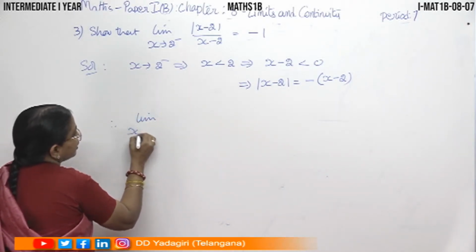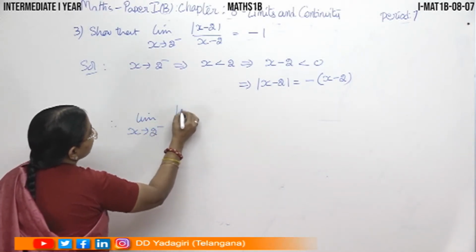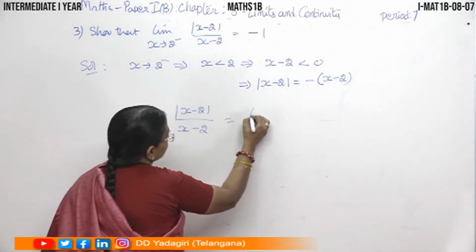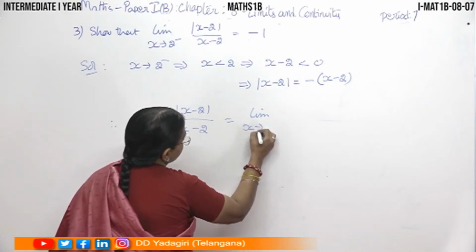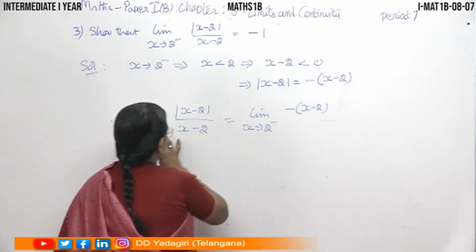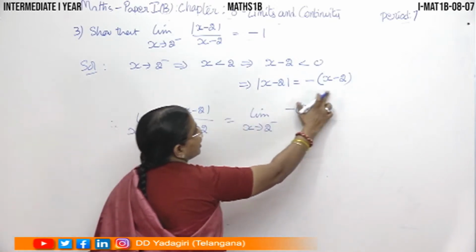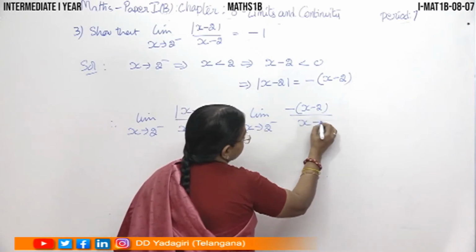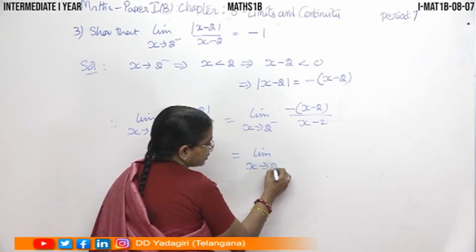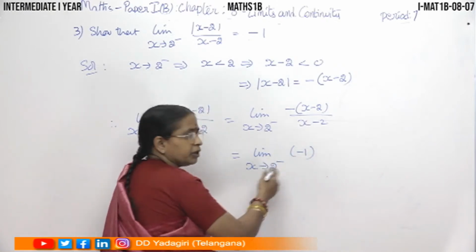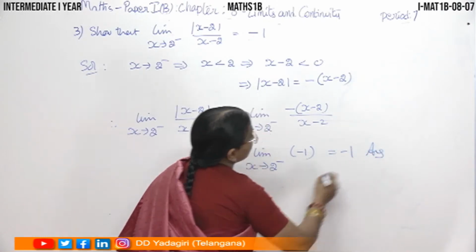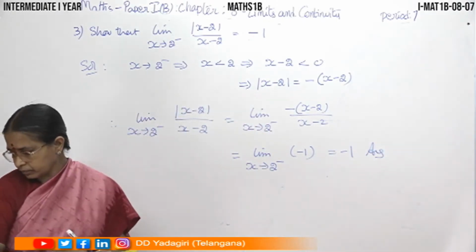So therefore the limit as x tends to 2 minus of mod (x minus 2) by (x minus 2) is equal to the limit as x tends to 2 minus of minus (x minus 2) by (x minus 2), removing the modulus. So you can see it is the limit as x tends to 2 minus of minus 1. The limit of a constant number is that number only. So it is minus 1. That is how we do this problem.